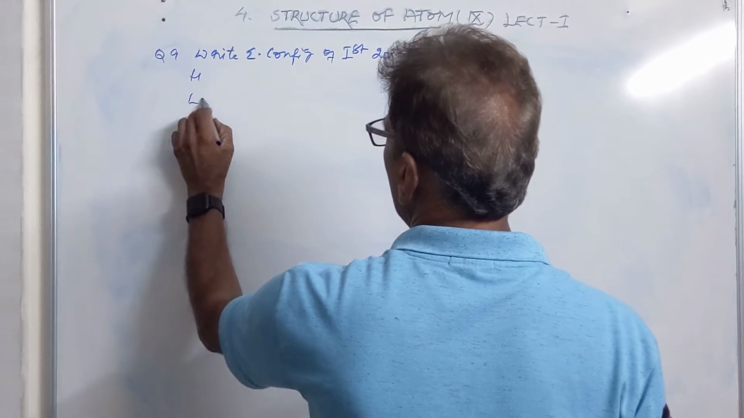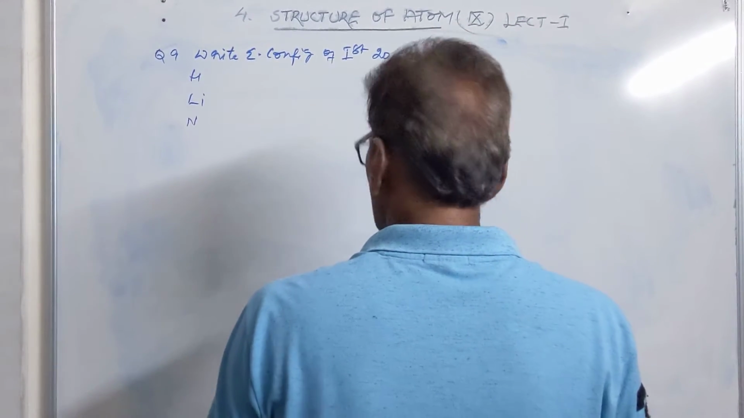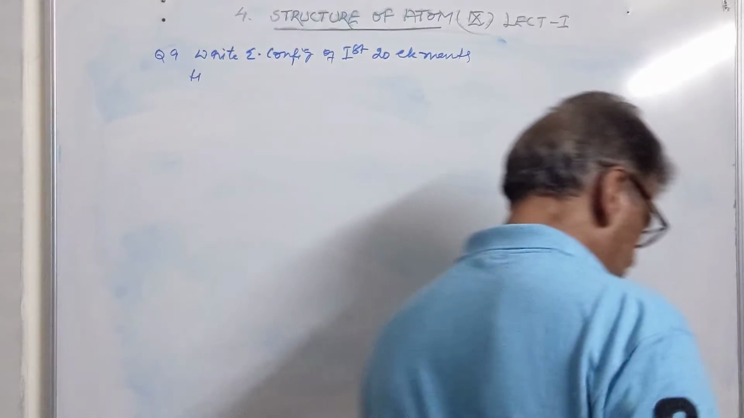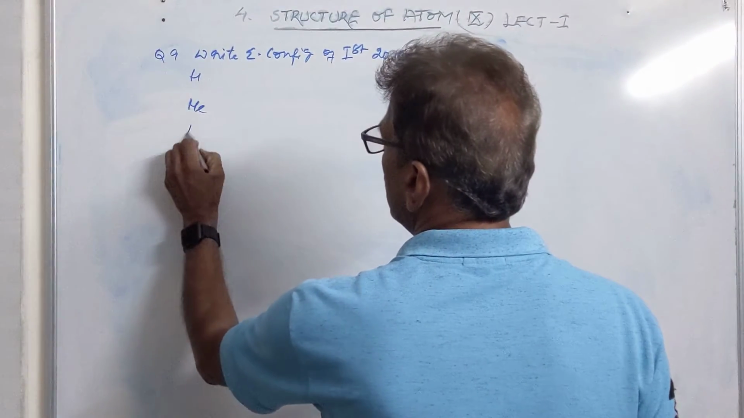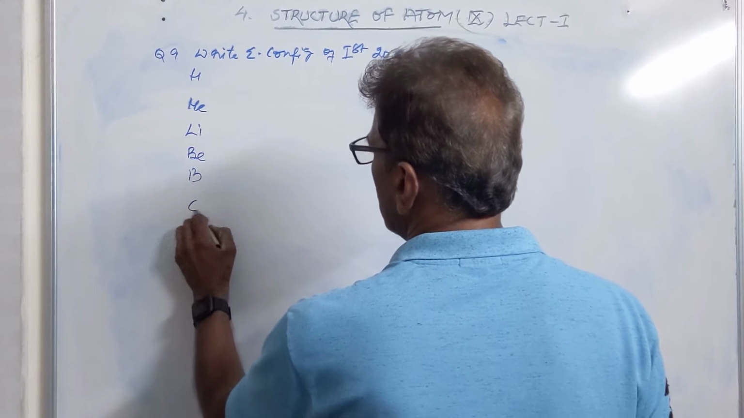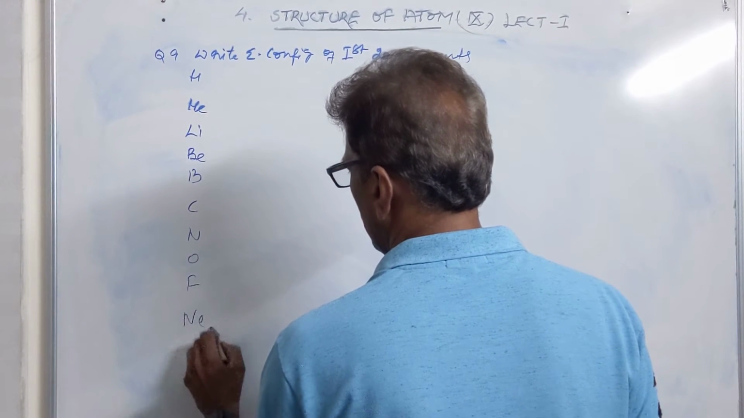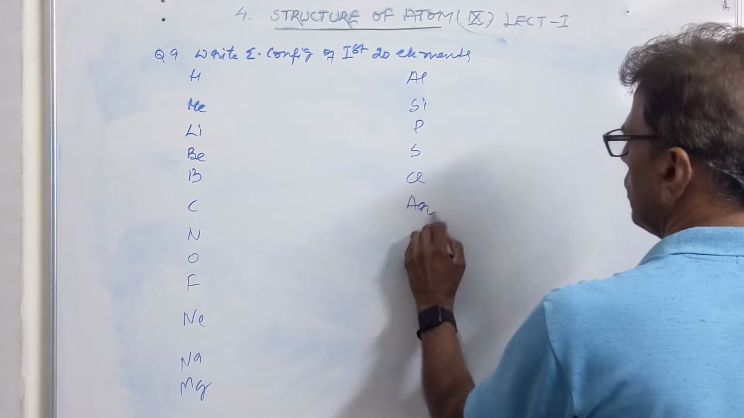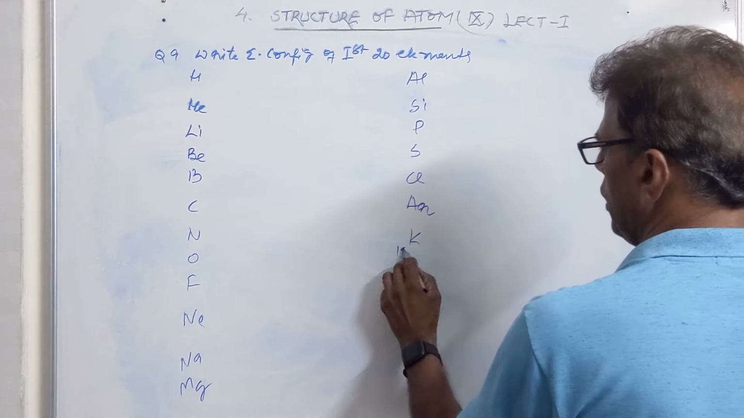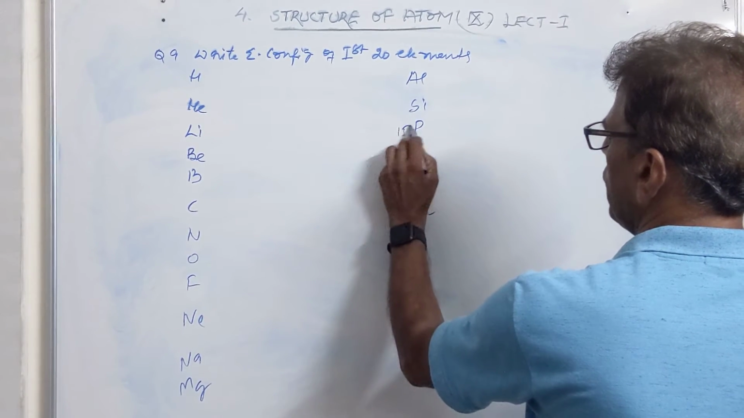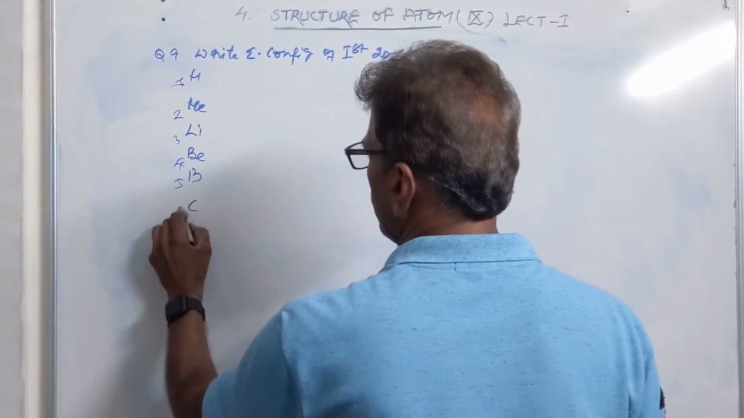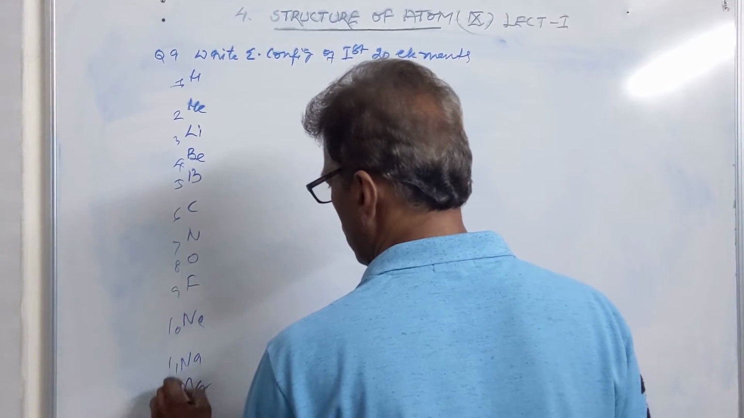These elements are remembered by a mnemonic: H, He, Li, Be, B, C, N, O, F, Ne, Na, Mg, Al, Si, P, S, Cl, Ar, K, Ca. This is 20, this is 19, 18, 17, 16, 15, 14, 13, and 1, 2, 3, 4, 5, 6, 7, 8, 9, 10, 11, 12.